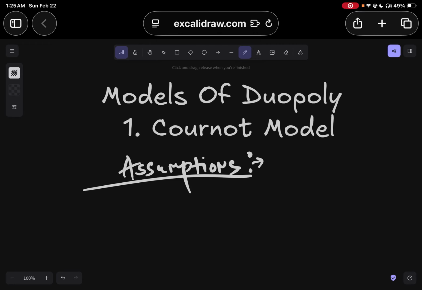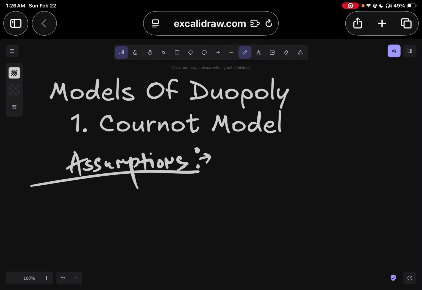So now I'm going to do models of duopoly, starting with the Cournot model. Duopoly is obviously when there are only two firms in the market. I'm reading through my notes for my division, so there would be multiple interruptions in between. I am still newer to it, and let's go with the assumptions.